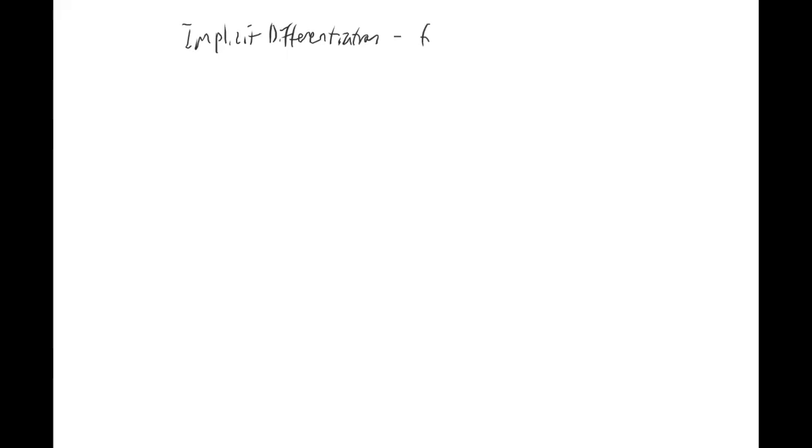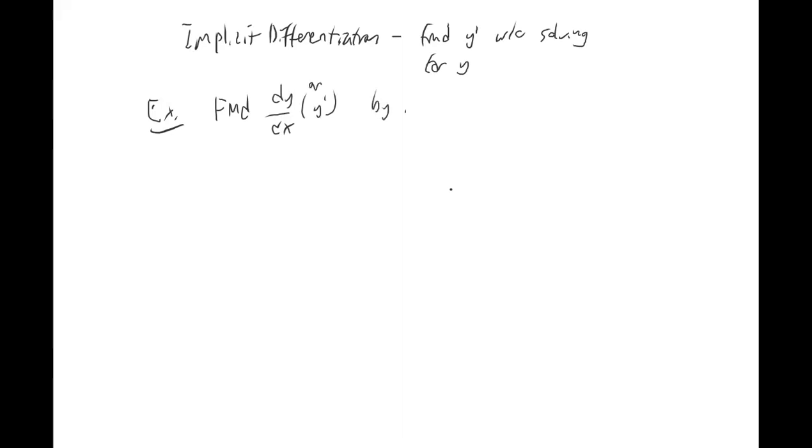Basically, you could think of it like find y prime without solving for y. Okay, so let's do examples. I'll go easy to hard. So examples: find y prime by implicit differentiation. Some books will write dy/dx, or if you like, this is y prime.